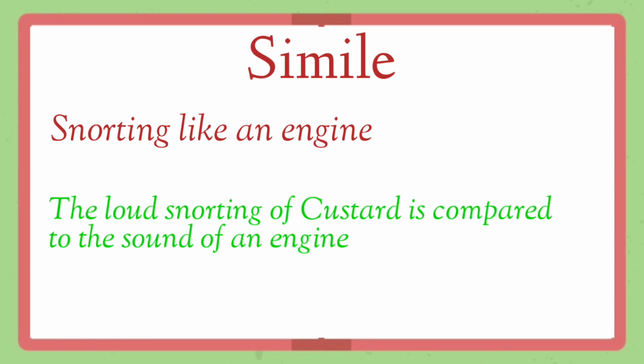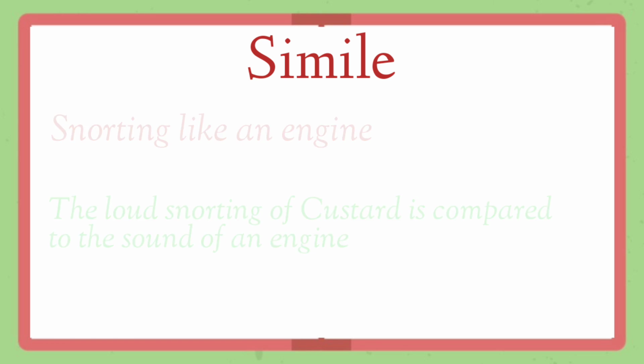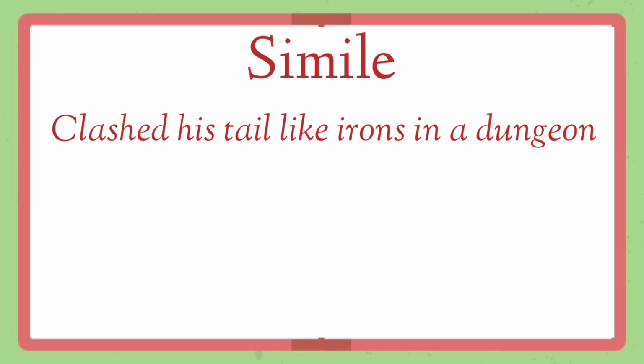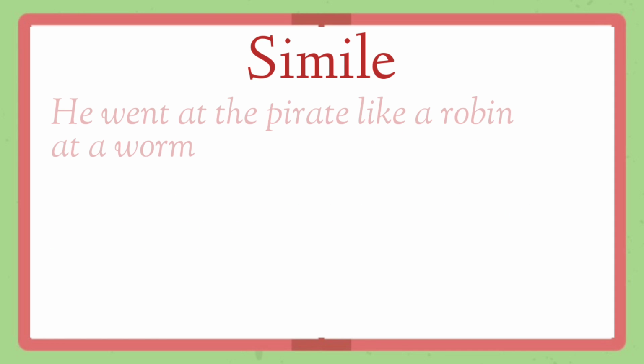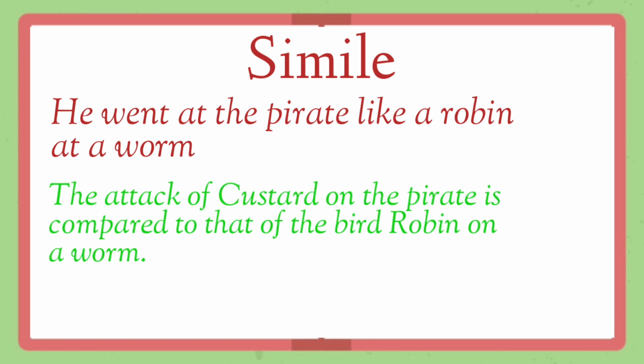Then we also see the loud snorting of Custard is compared to the sound of an engine. "Clashed his tail like irons in a dungeon." The tail of the dragon is compared to the chains in prison. Then the poet says, "he went at the pirate like a robin at a worm." The attack of Custard on the pirate is compared to that of the bird robin on a worm.